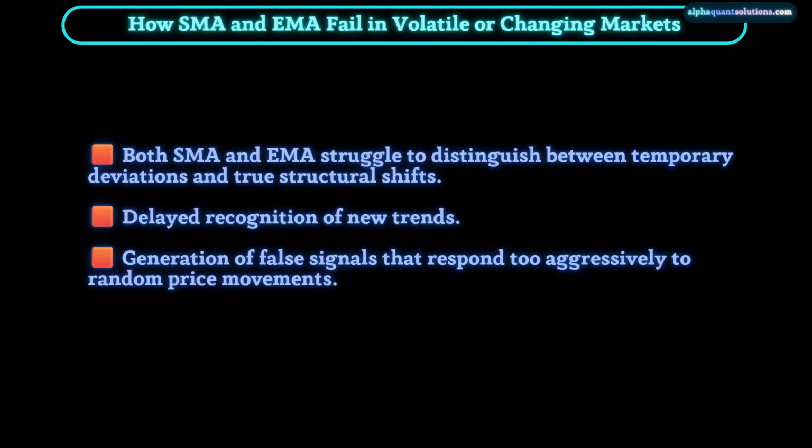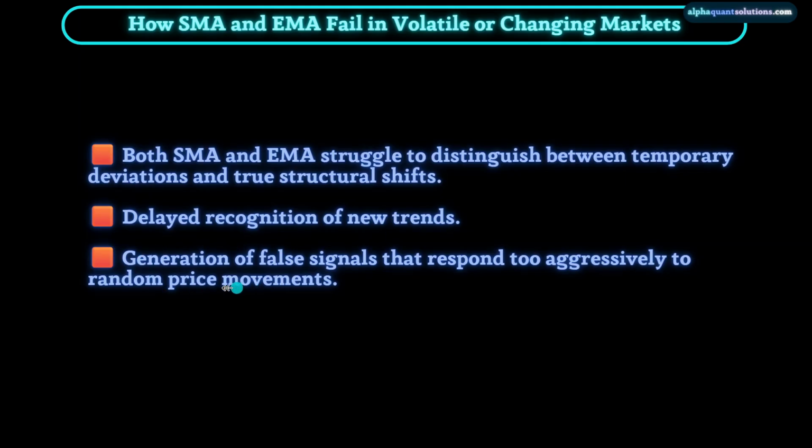So summarizing, what are the main drawbacks of the SMA and EMA, particularly during volatile or changing market conditions? We have stated them here. We say that both the SMA and EMA struggle to distinguish between temporary deviations and true structural market shifts. That's the first one. The second one, we have observed a delayed recognition of new trends. This is essentially true for the SMA.